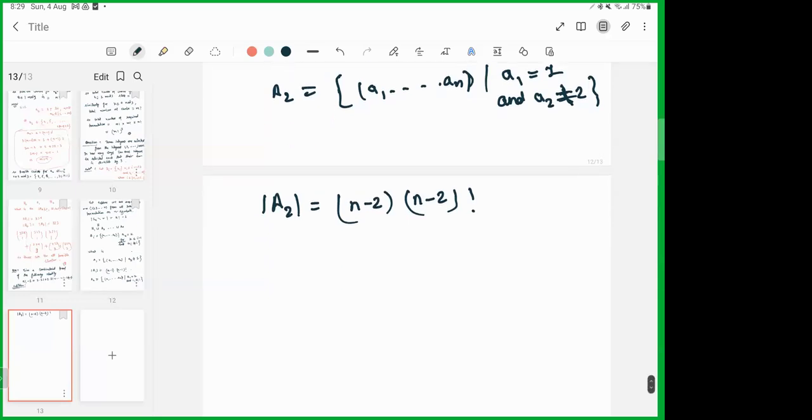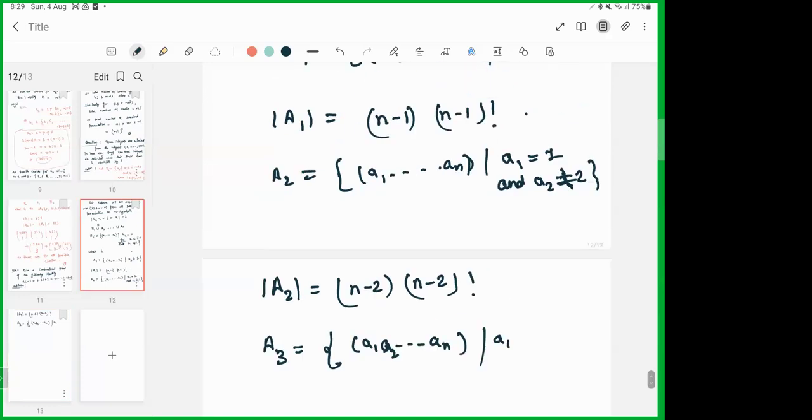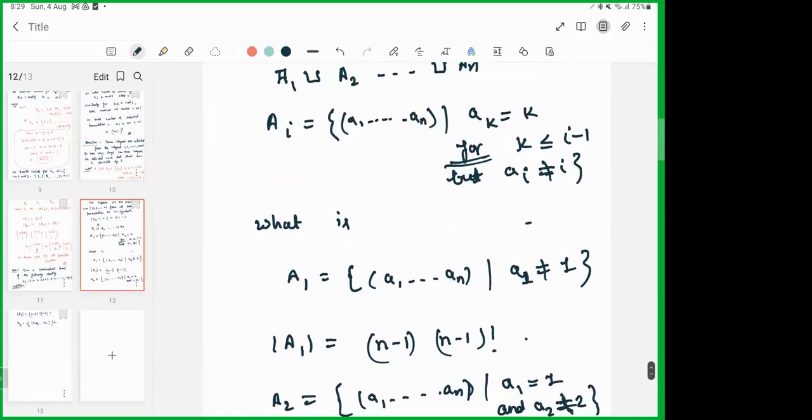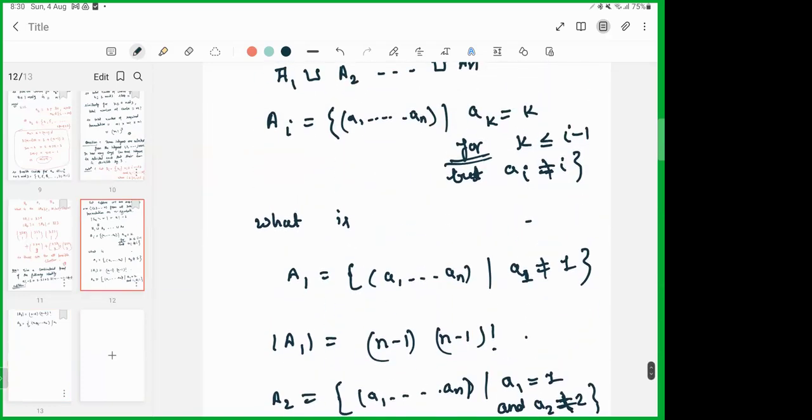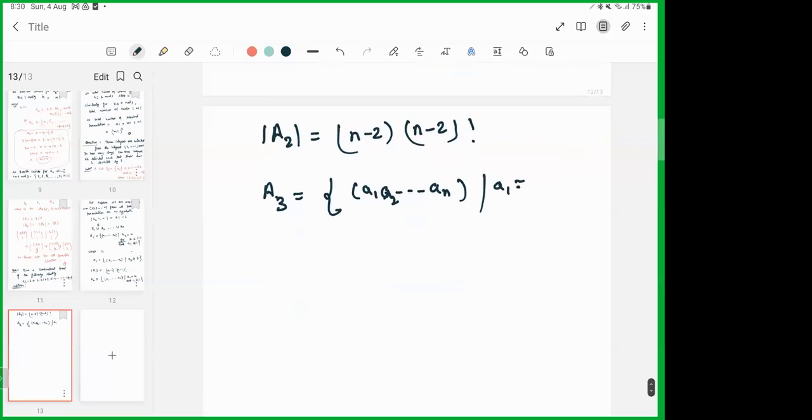Yes. Now try to generalize. Let me write for A3 also, then we will try to generalize. A1, A2, An, such that, what is this condition meaning? Ak equals k for k less than i minus 1. So i is 3 here, so 3 minus 1, that is 2. Ak equals k for k less than or equal to 2. So that means A1 is 1, A2 is 2, but A3 does not equal 3.